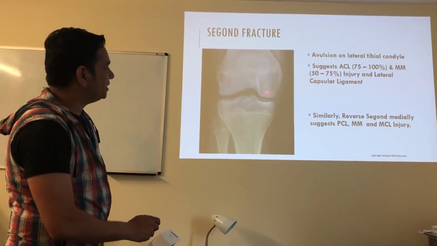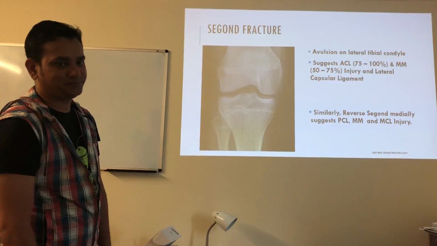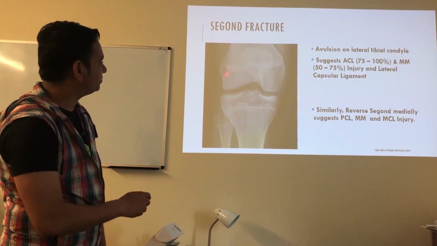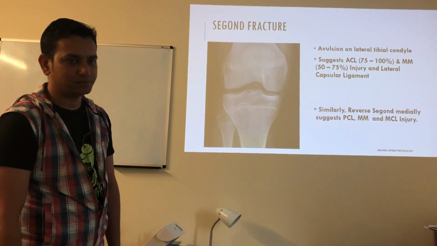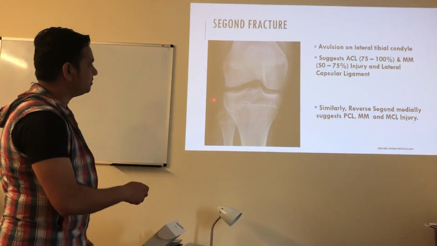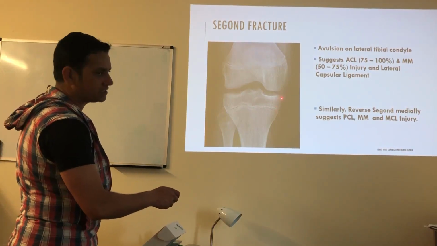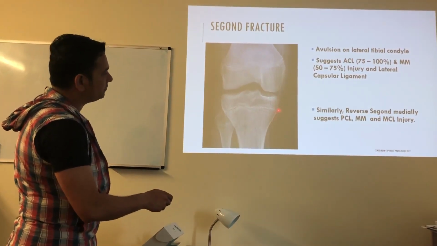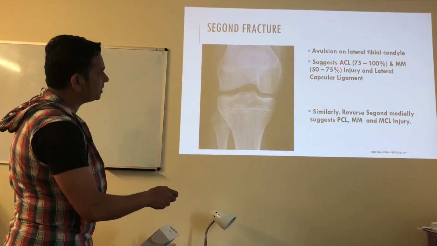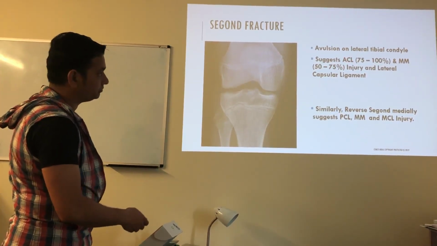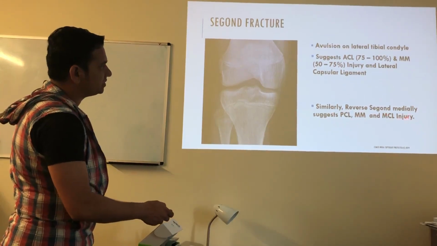75% of the time medial meniscal injury, and lateral capsular ligament 75% of the time. Similarly, if there is a chip fracture here, it's called reverse Segond. The only difference is it will have 100% of the time posterior cruciate ligament gone, and medial meniscus and MCL.